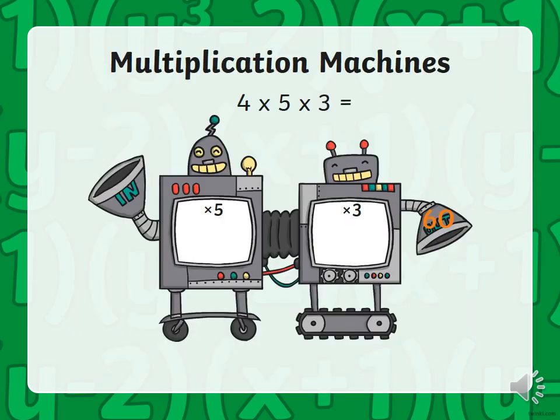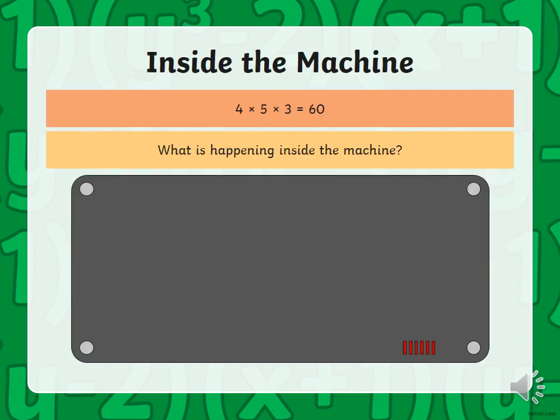Okay, so today we're going to be looking at multiplication machines because we're going to be multiplying together 3 numbers. So in goes 4. What do we multiply it by? 5. Good. So 4 times 5 is 20, and 20 goes through the machine, which is then multiplied by 3 to get 60. Out comes 60. So 4 times 5 times 3 equals 60.